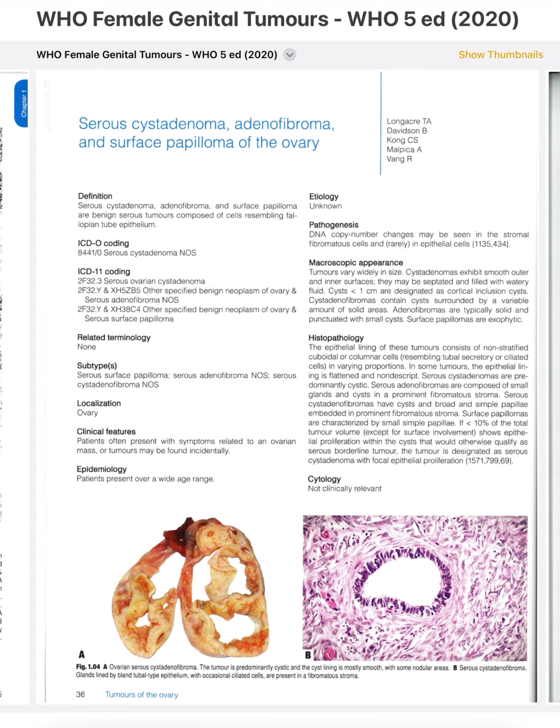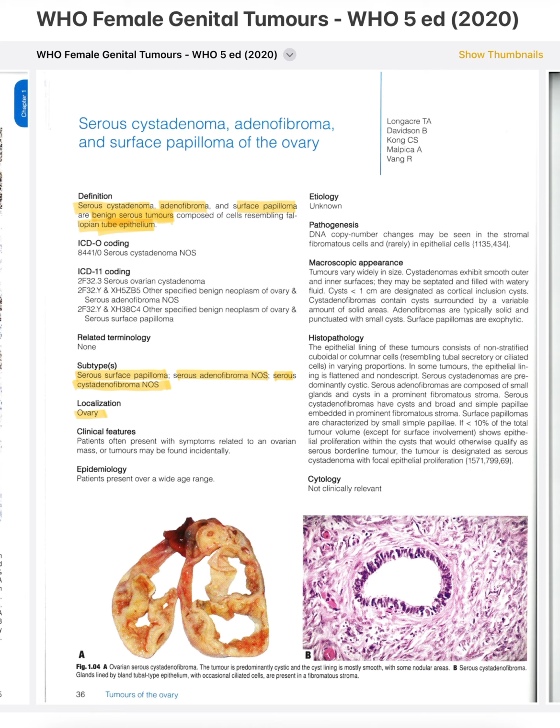Okay, so in serous tumors, the first one is serous cyst adenoma or adenofibroma and surface papilloma of the ovary. These three, serous cyst adenoma, adenofibroma, and surface papilloma, are benign serous tumors, and they're composed of cells resembling fallopian tube epithelium. Now the subtypes are serous surface papilloma, serous adenofibroma, not otherwise specified, and serous cyst adenofibroma, not otherwise specified. Location is ovary.